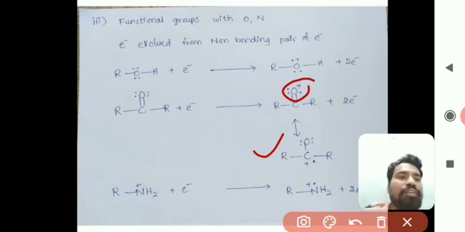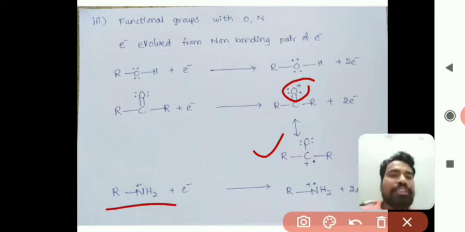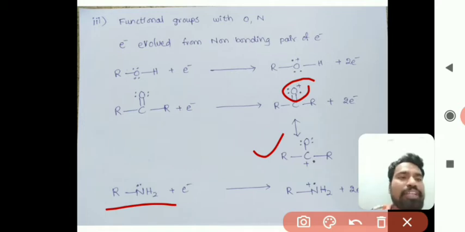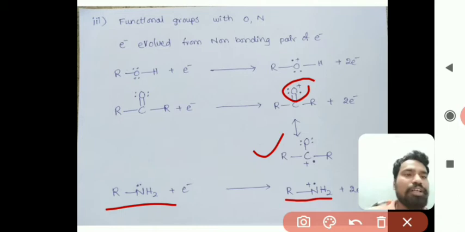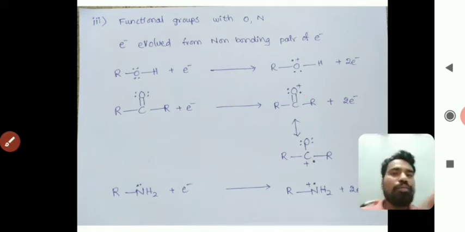After that, in the case of amines, the nitrogen also has one non-bonding pair of electrons automatically. So the electron evolution takes place from the non-bonding pair of electrons, which gives a molecular ion, that is RNH2 plus dot. So this is how electron evolution takes place in different molecules.